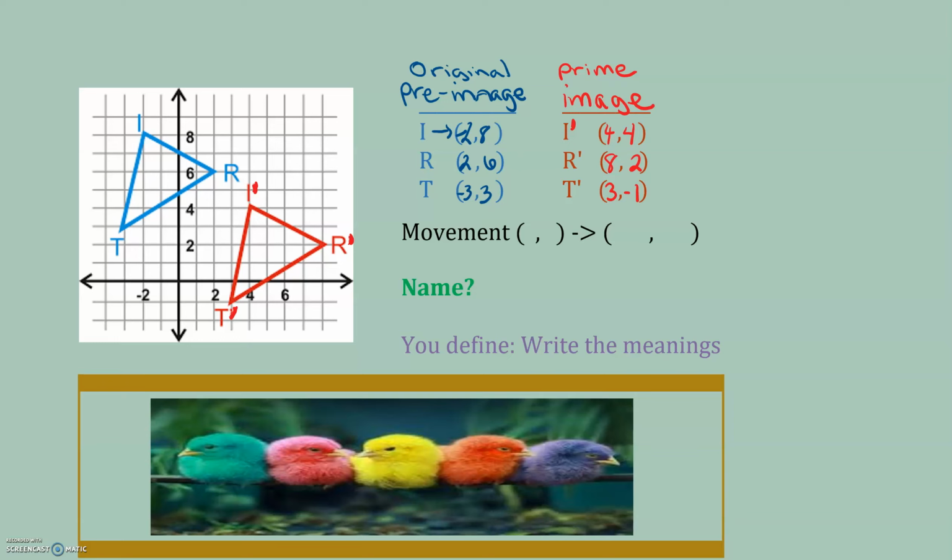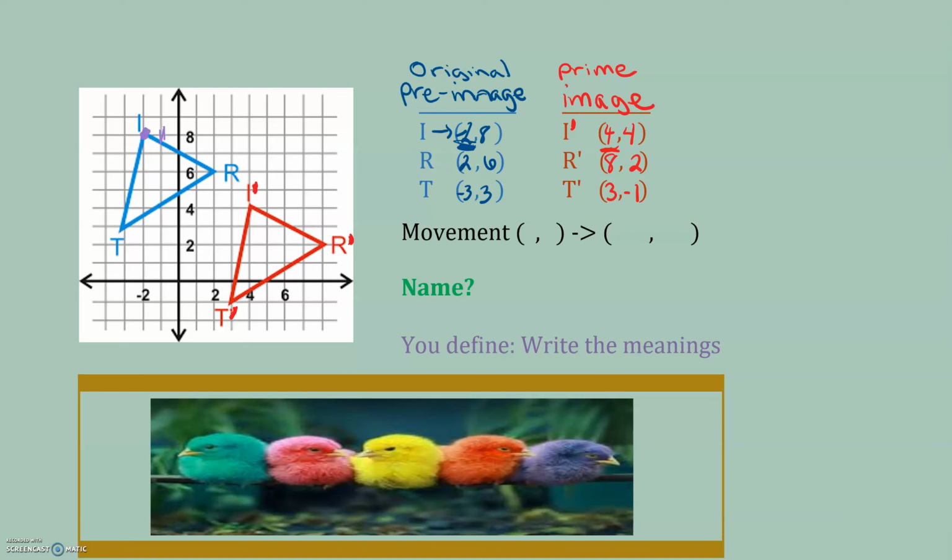So let's look at that for a second. What has happened? What has happened in our movement? Well, if I look at -2, which is that X value for my pre-image on I, and I look at that +4 on my I prime, how far over did it move? Now I can add those together and figure it out, right? And I could make that movement say 6. But what I like to do, because we have the graph, I like to go ahead and count.